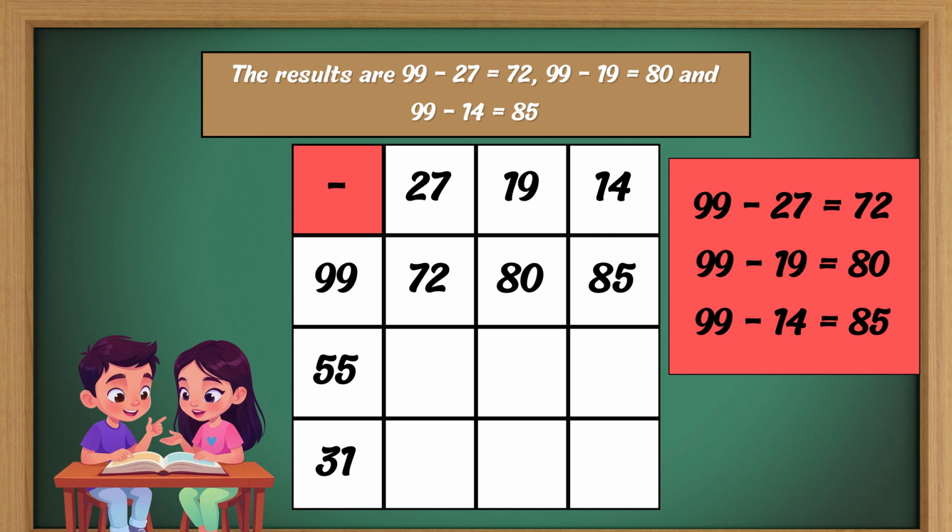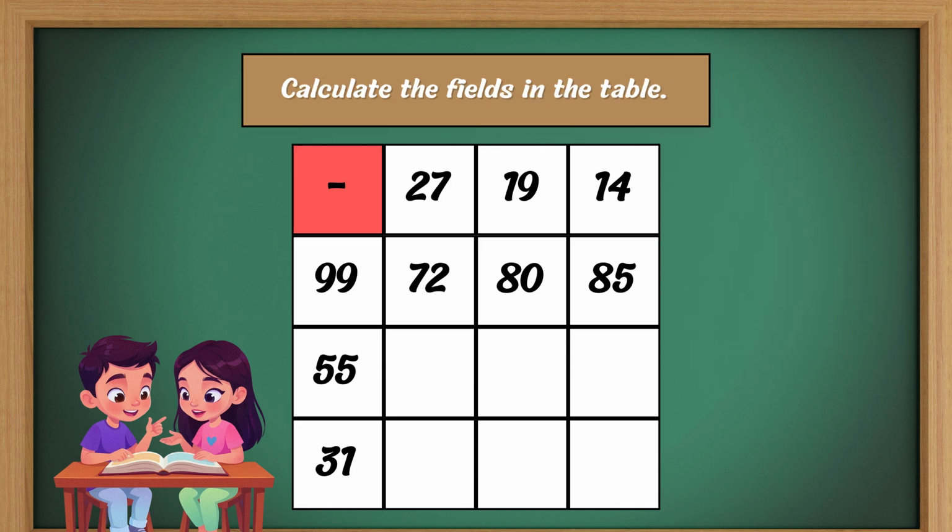The results are 99 minus 27 equals 72, 99 minus 19 equals 80 and 99 minus 14 equals 85. Calculate the fields in the table.